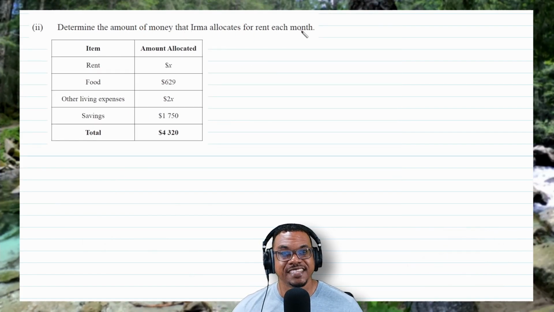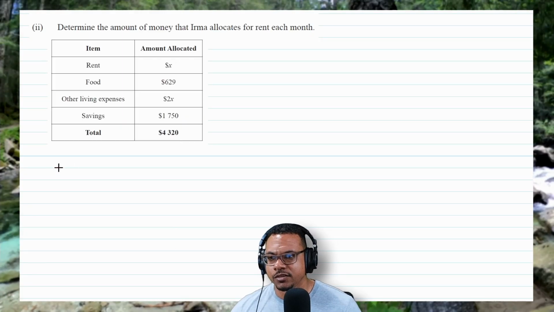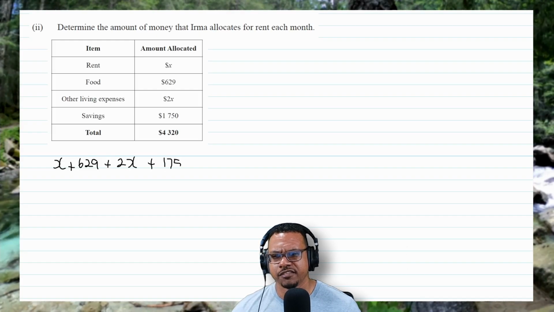All right, so moving on to part 2, we want to determine the amount of money that this person allocates for rent each month. Remember, this table is per fortnight. So rent is X, and X is per fortnight. If we add everything up in this table, this column is supposed to be equal to 4,320. So let's do that. We have X plus 629 plus 2X plus 1,750 is equal to 4,320.